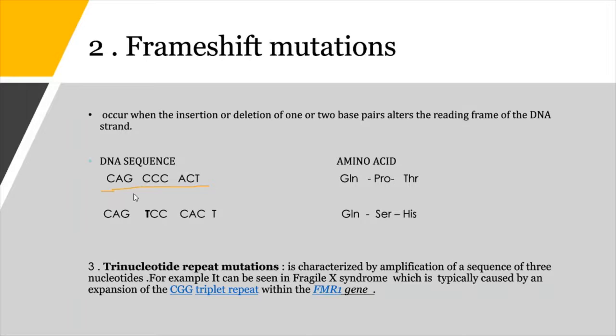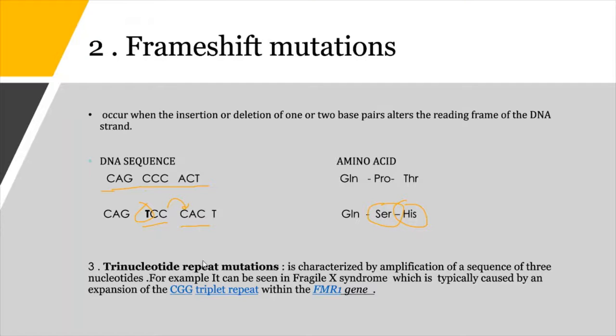For example, here there is an addition of a nitrogenous base, so the new codon will be TCC, and that will form serine instead of proline. And here the C that was here will be shifted to this position, and the next codon will be changed into CAC, which will form histidine. So the amino acid sequence is changed, and the protein product will be changed completely.